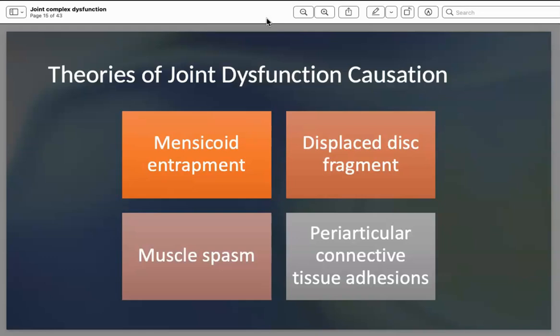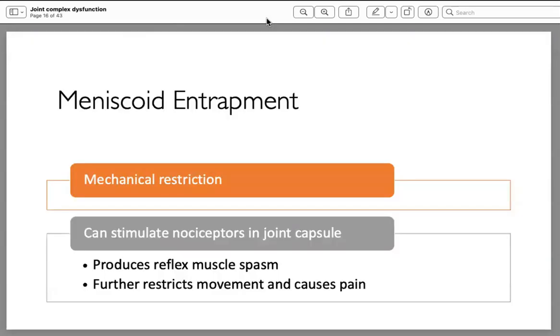Advancing off those traumas and immobilizations is the theory of causation from meniscoid entrapment, displaced disc fragmentation, compensatory muscle spasms, or periarticular connective tissue adhesions. So let's go into those a little bit.